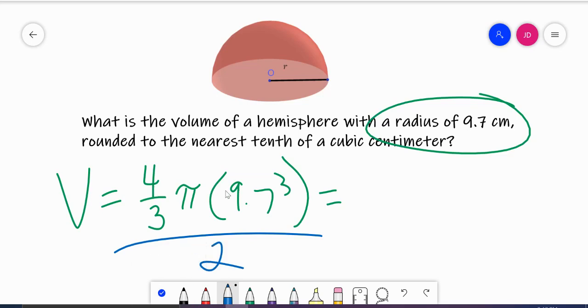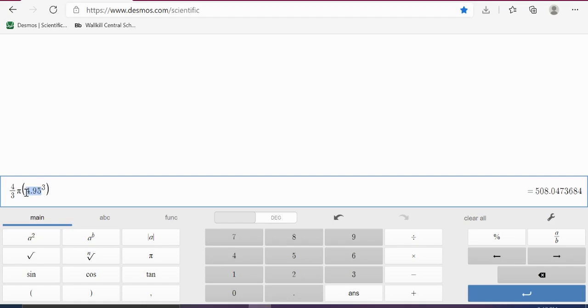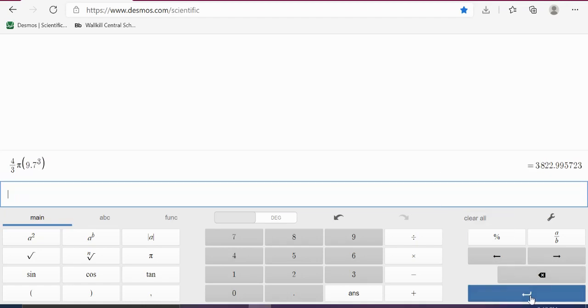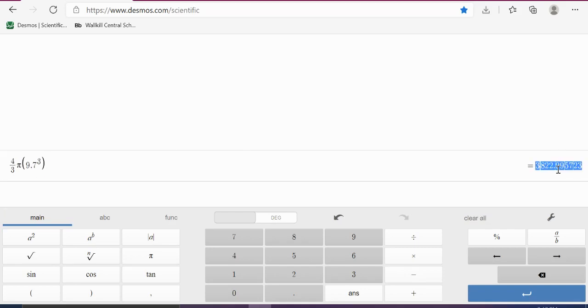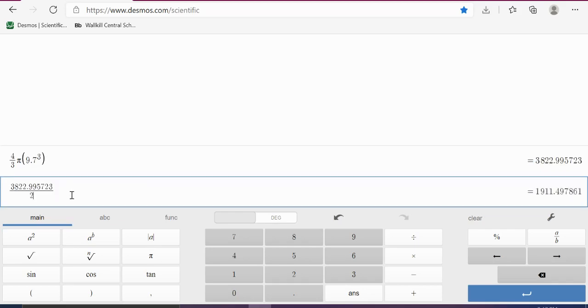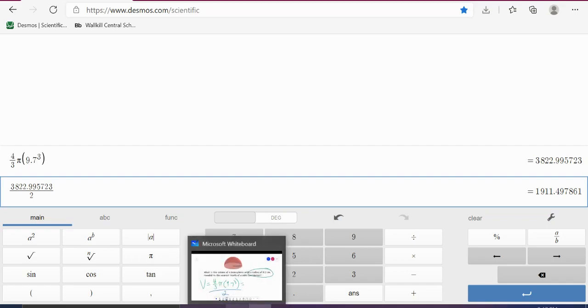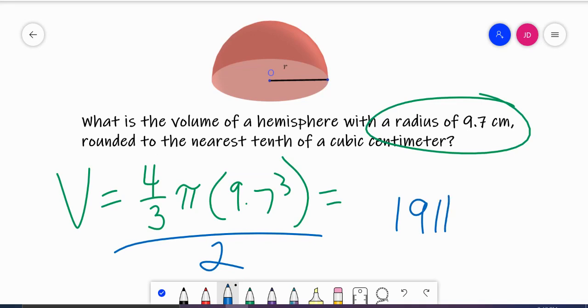All right. But I'm just going to do this part first in the calculator. So 4/3 pi times 9.7 cubed. So I'm just going to change this number since I have this formula in here. 9.7 cubed. And I have that. And I'm going to take that answer and divide it by 2. And you get 1911.49. That bumps this up to a 5. So it's 1911.5. And I should say this is about, not exactly. All right. So with the hemisphere, you take the sphere and then just divide it by 2 to get the hemisphere.